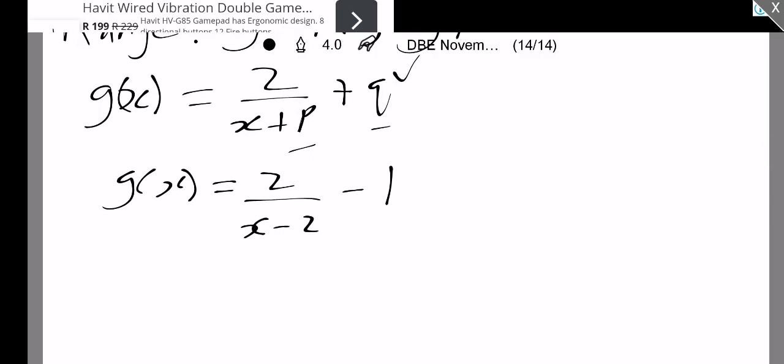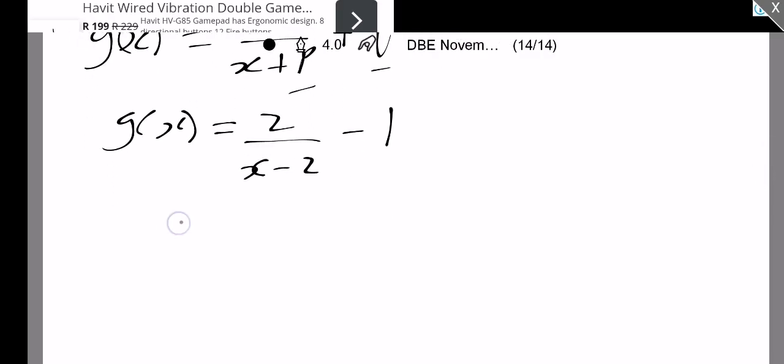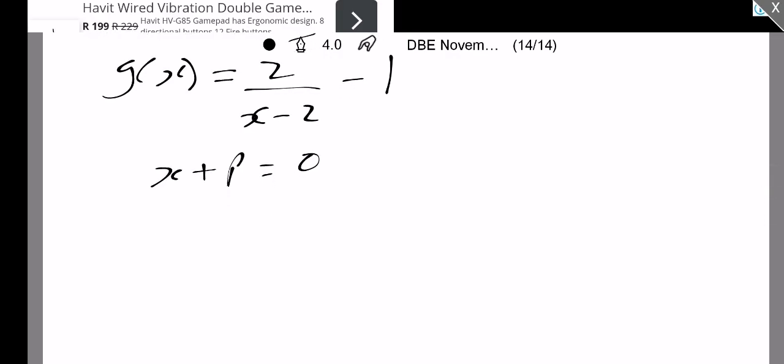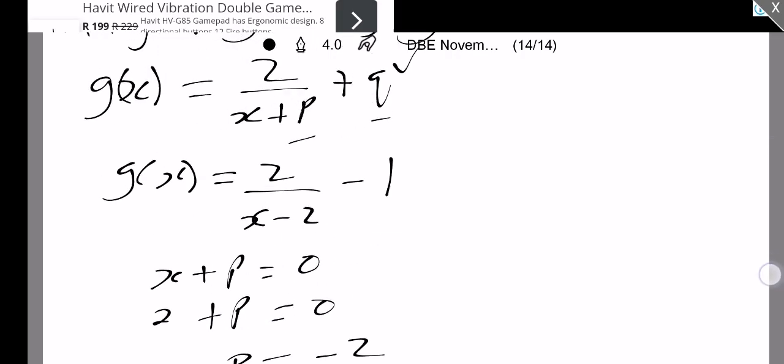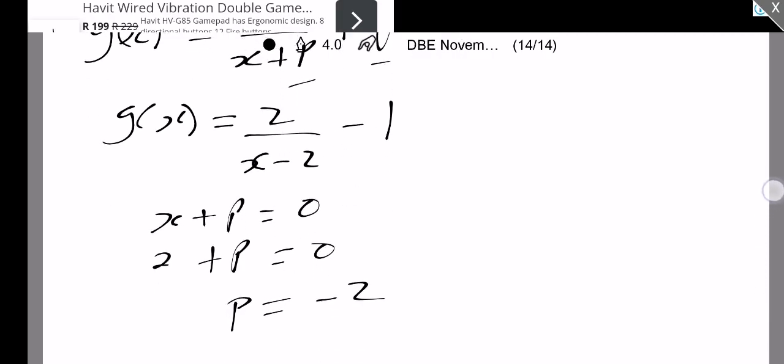What you do is we had x plus p initially. You've got to equate this to 0. X plus p has to be equal to 0 at the vertical asymptote because it is undefined. Now we have the value of x. The value of x is 2, then plus p equals 0. Solve for p, it will be equal to -2. That's why I substituted -2 there.